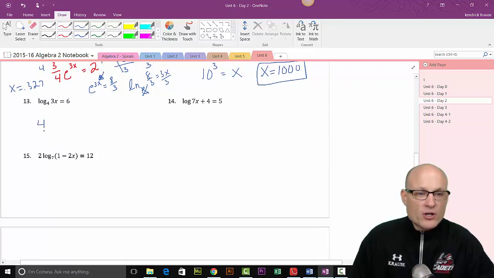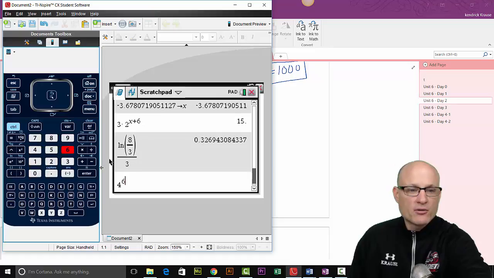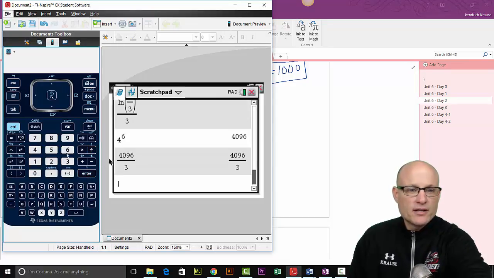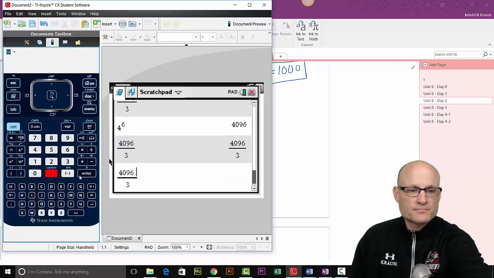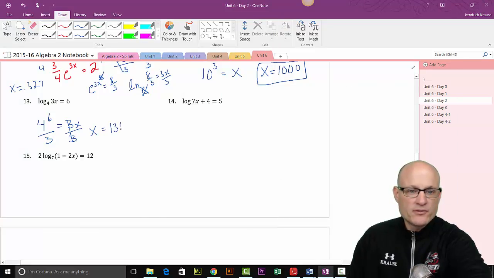So base is 4, because it's all about that base, is equal to 3x. Divide by 3, and I get x equals, I have no idea, 4 raised to the 6th power, enter, divided by 3. Doesn't go in evenly, clearly. 1365.3, repeating actually.